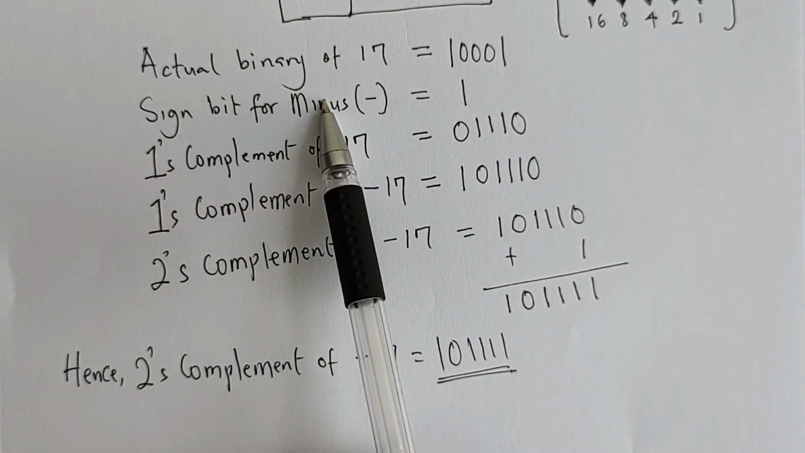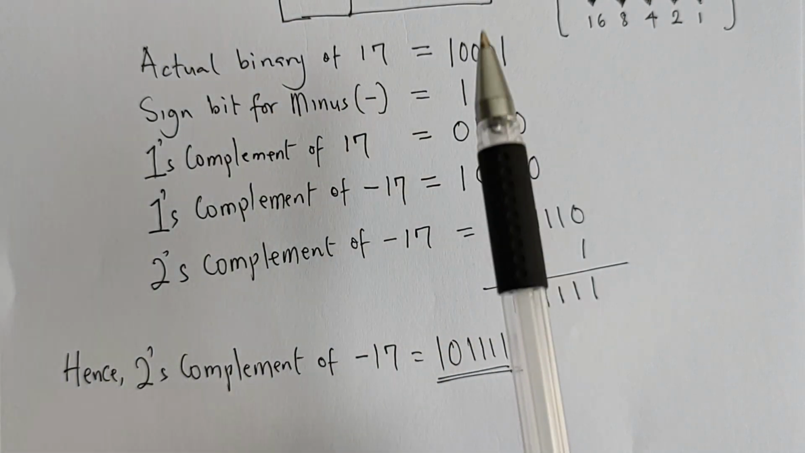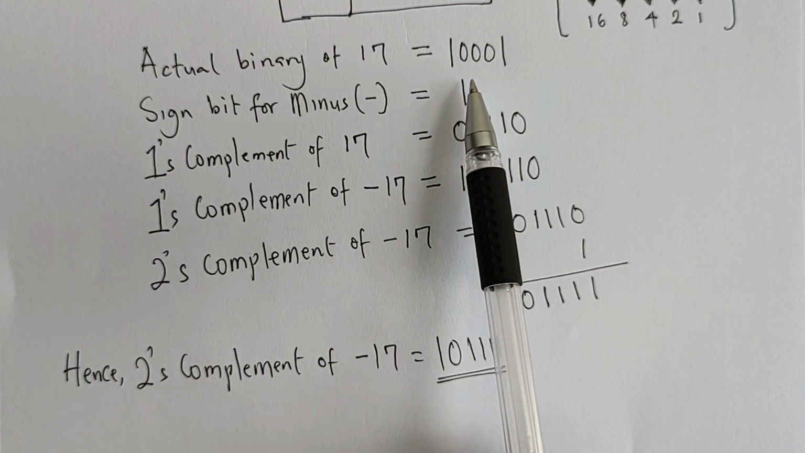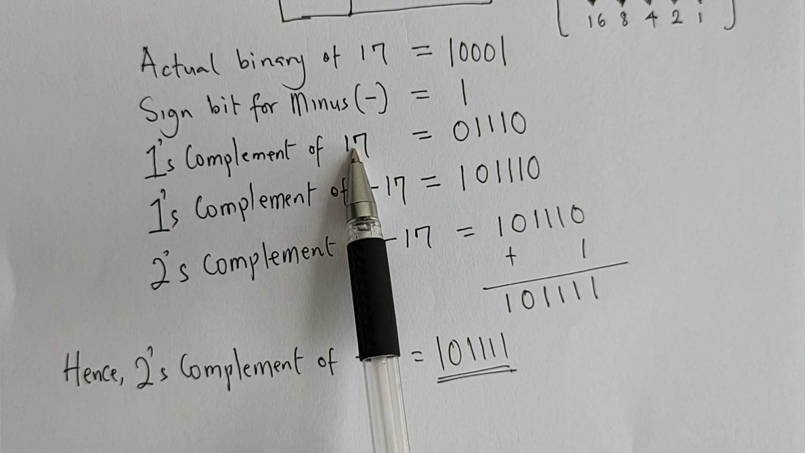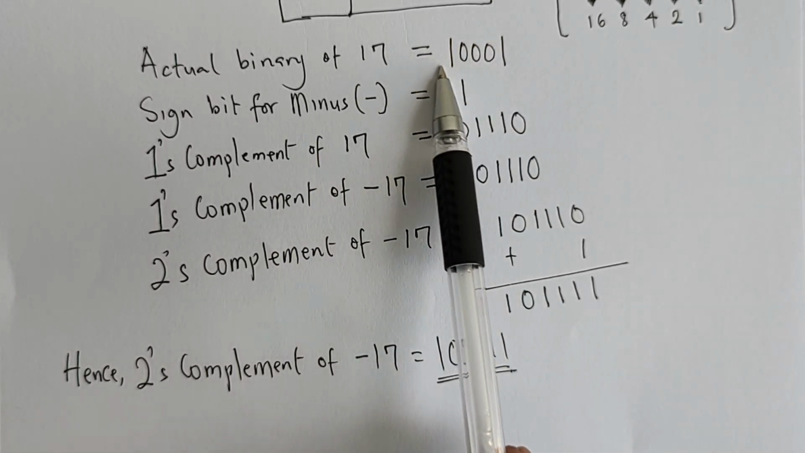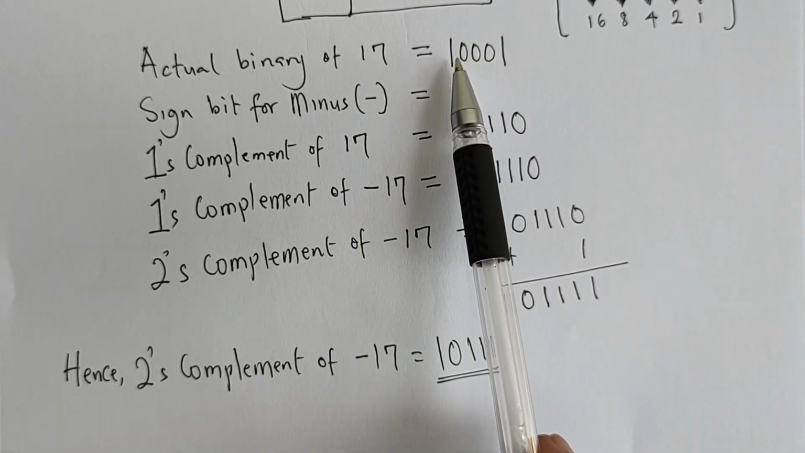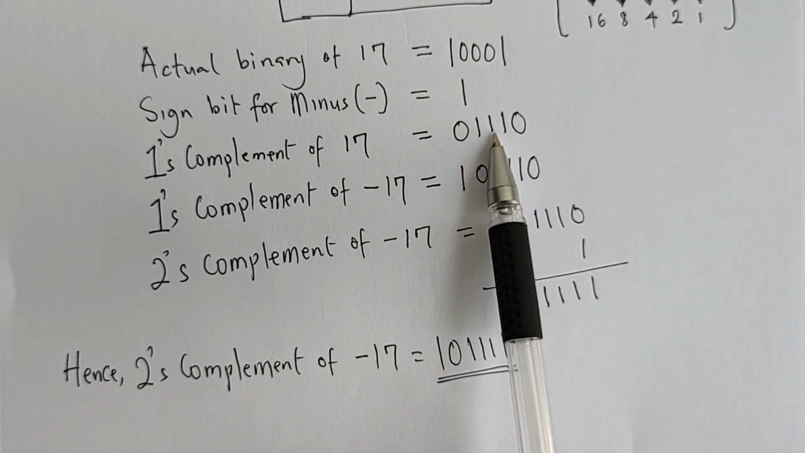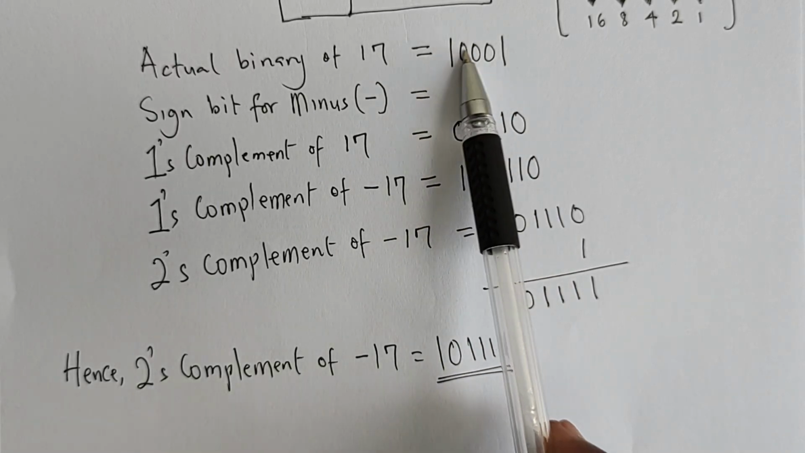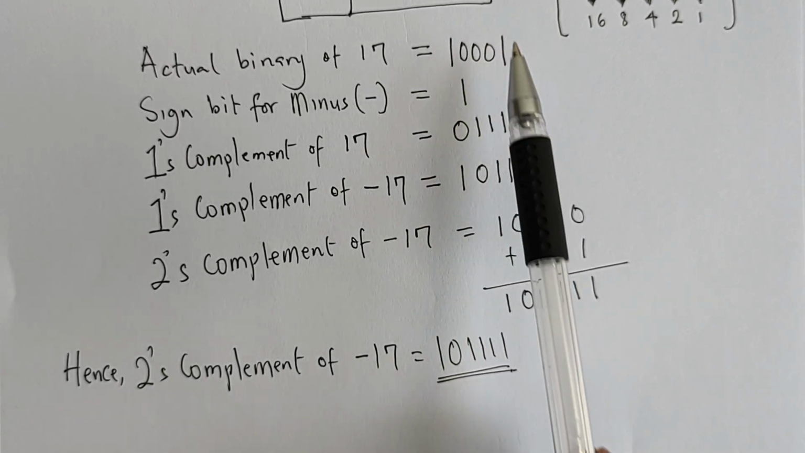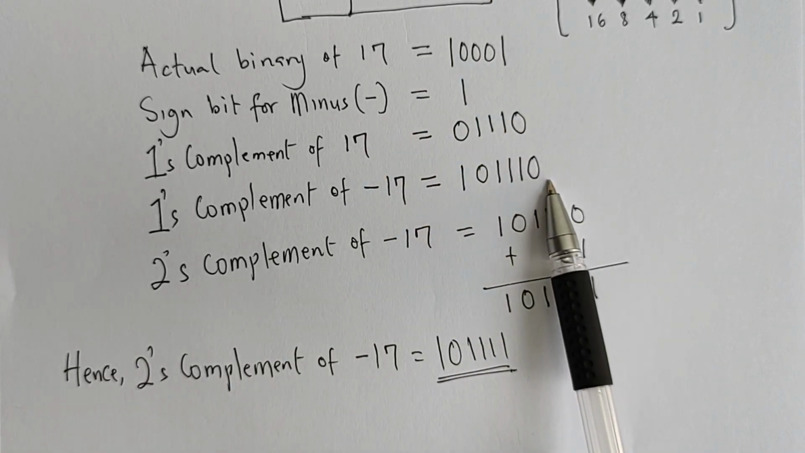Now the sign bit for minus is going to be 1, because what we have in the question is minus 17. The sign bit for minus is going to be 1. Now the 1's complement of 17 is going to be the inverse of the actual binary, which is known as the magnitude bit. So taking the inverse of this, you're going to get 0, 1, 1, 1, 0. So it's inverse of 1 is 0, inverse of 0 is 1, inverse of 0 is 1, inverse of 0 is 1, and the inverse of 1 is 0. This is nothing but the complement form.